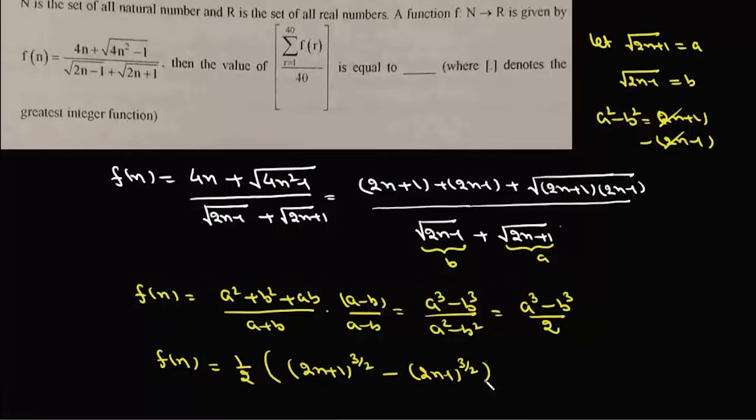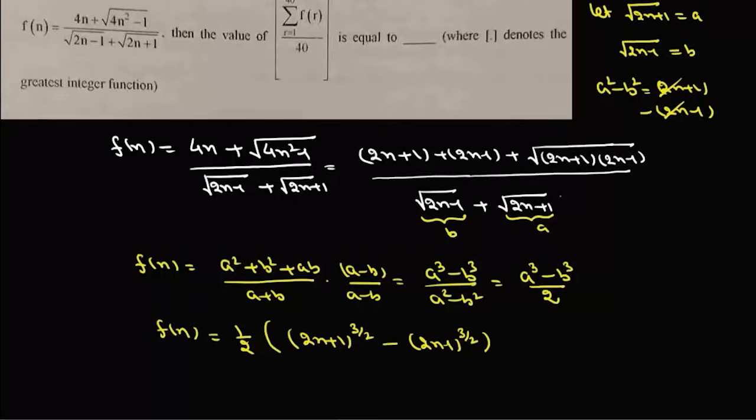Now we need to find the greatest integer function of this summation divided by 40. So first we'll calculate this summation. So we find this summation, r varies from 1 to 40, f(r).